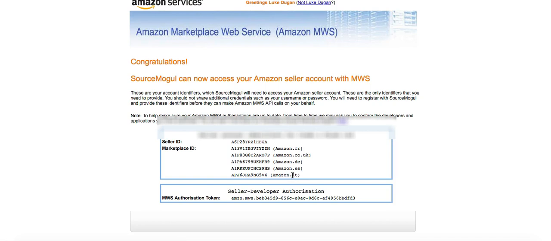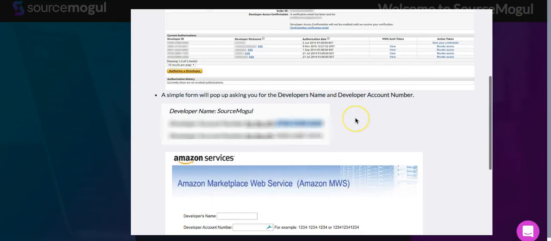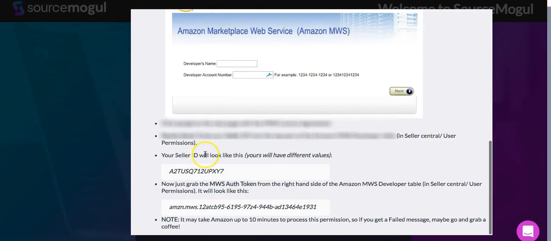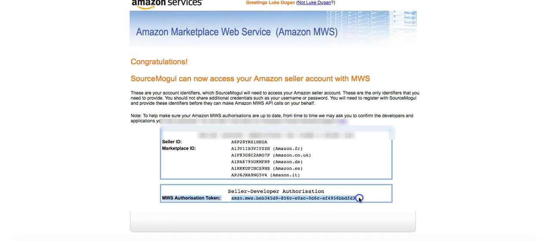And I believe that is everything. So what you need to do now, don't get rid of this screen. Your seller ID will look like this. Now just grab the token, which looks like that. So you'll see this thing here.